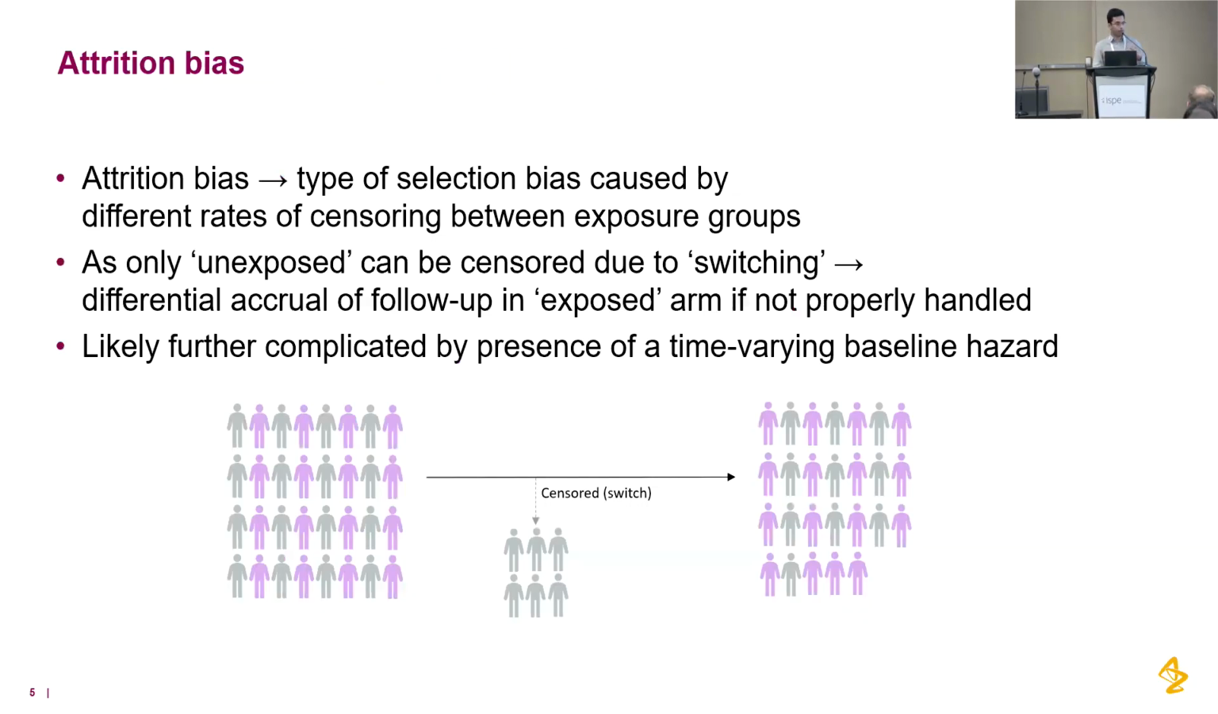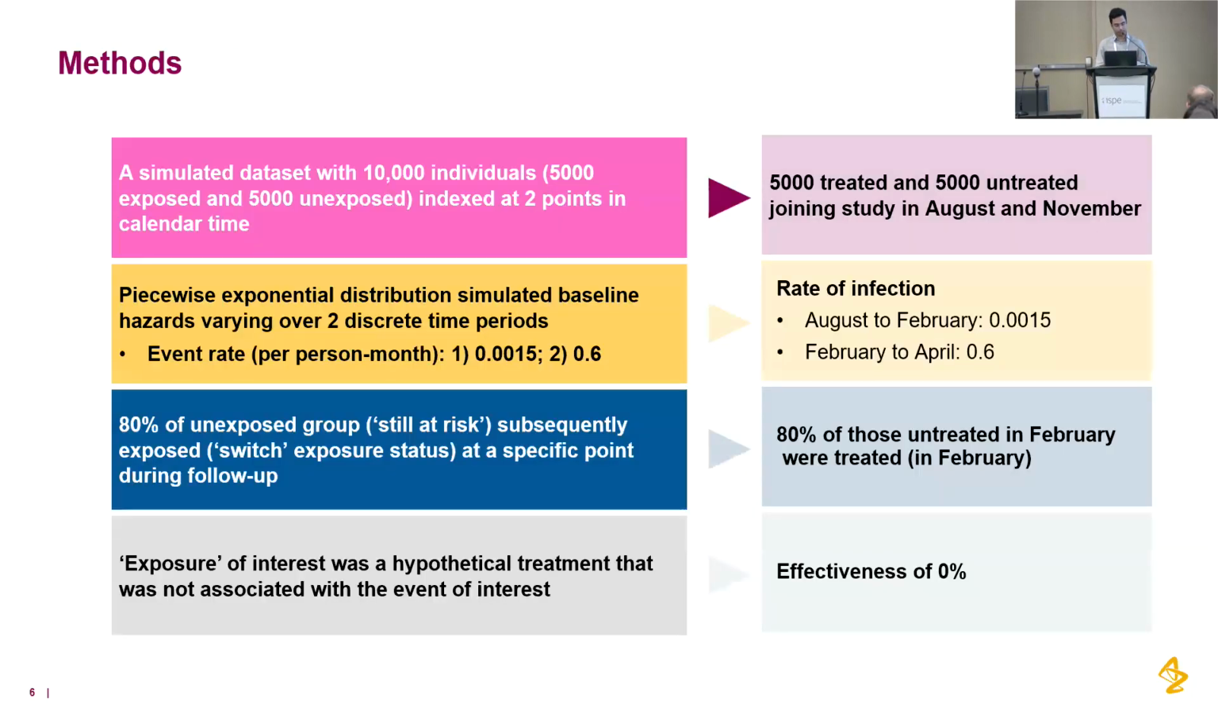And if this is not handled correctly in the analyses, this could lead to attrition bias, which is a form of selection bias caused by differing rates of censoring between the exposure groups. Because it's only possible for the unexposed individuals to switch their treatment status, you can have this one-sided accrual of follow-up time if this is not handled properly.